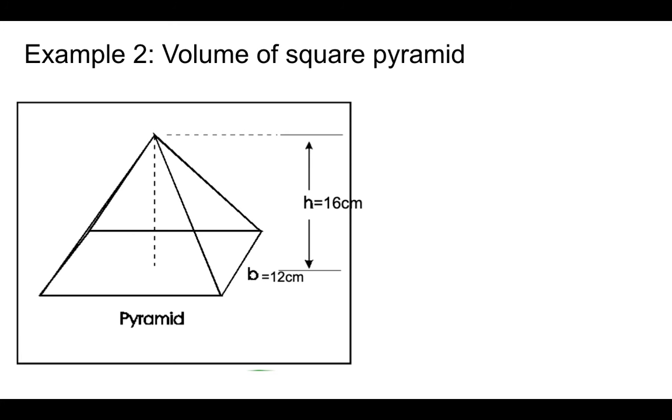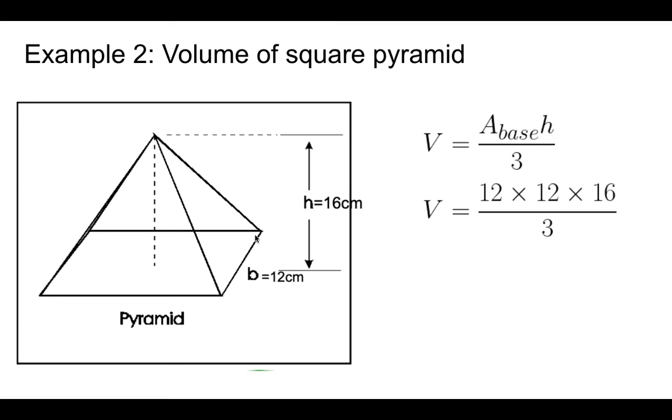If we want to find the volume of a square pyramid, this one doesn't tell us what the area of the base is. But because we know it's a square, we know each side is 12. To find the area of that base, it's going to be 12 by 12. And then we're told the height of the pyramid is 16. So we do 12 times 12 times 16 divided by 3. If you put that into your calculator, you should get 768. And the units are centimeters cubed, because centimeters times centimeters times centimeters gives centimeters cubed.